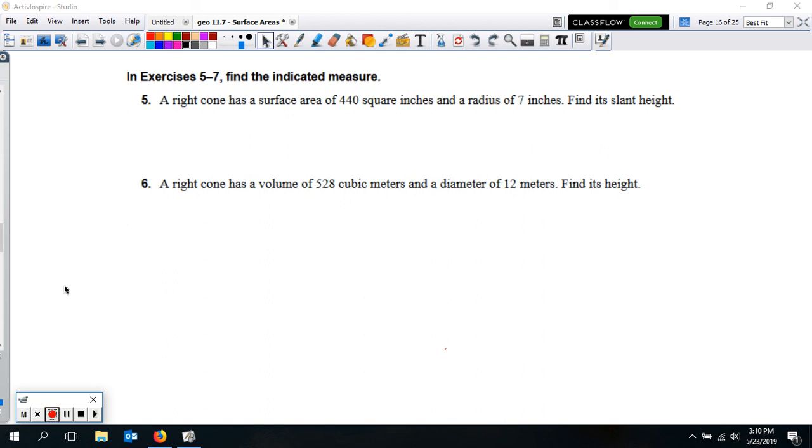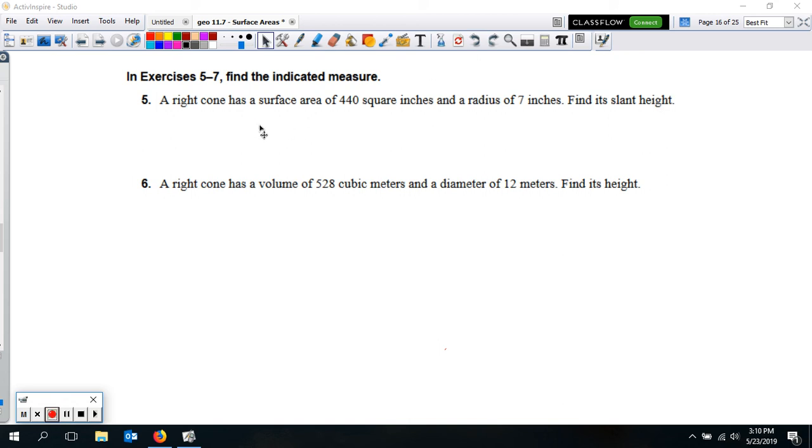So problem 6 and 7 on the extra practice is wanting us to find the indicated measure. So we're not necessarily tasked to find the volume or find the surface area. They're giving us those numbers. We're finding other things, like on number 5 it says find the slant height, and on 6 we're finding the height. So we're still going to use those formulas though.